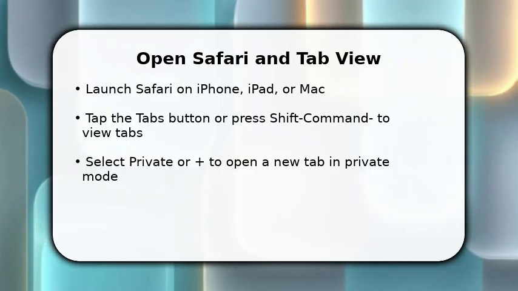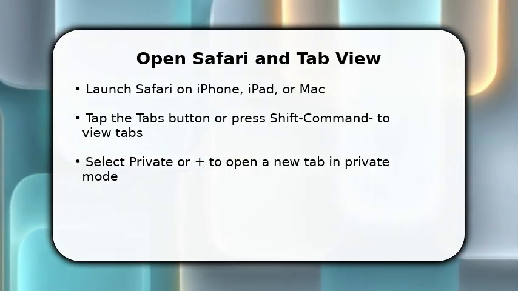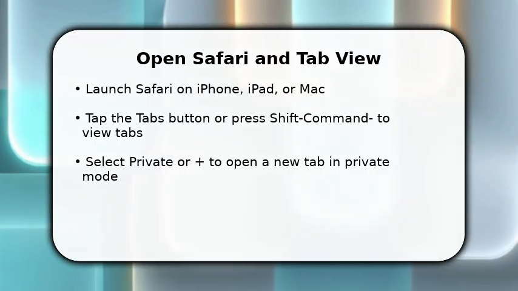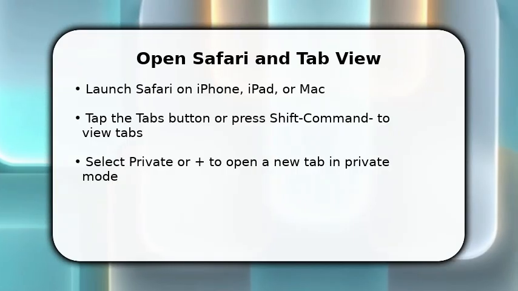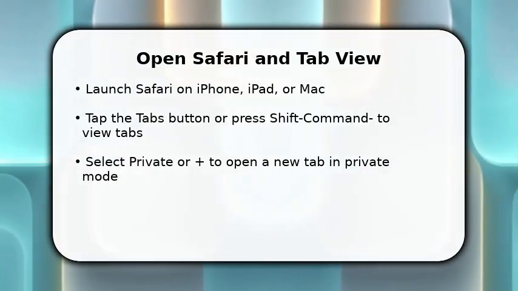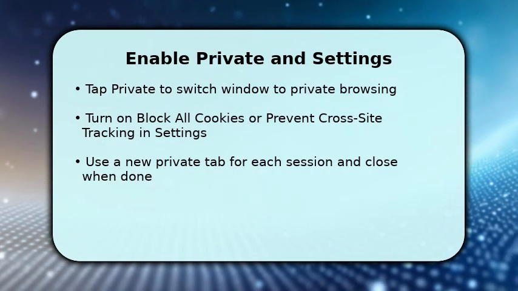Once you see your open windows, look for private or a private toggle. Enable it now to isolate browsing. This ensures cookies, history, and search records won't be saved for this tab while you continue setup. Once in tab view and private mode, open a new private tab to begin.